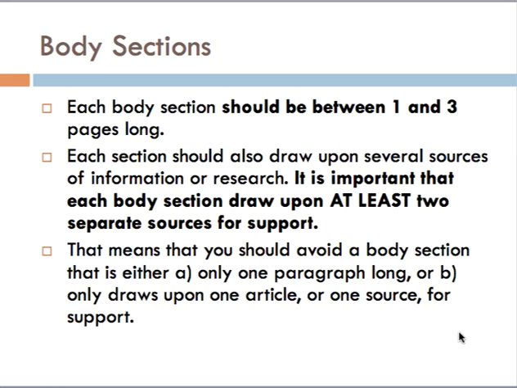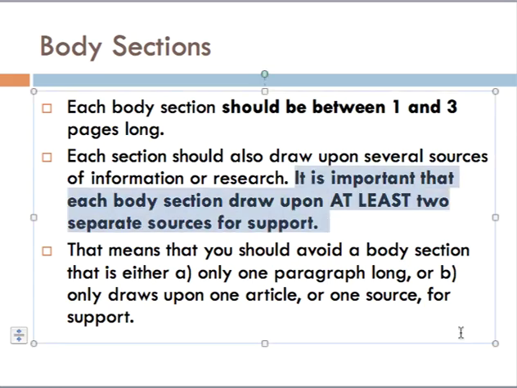And here is a really important requirement. Each body section has to draw on several sources of information or research. So what I'm looking for when I look at these body sections is that you can integrate multiple sources into a single section while still being the driving voice of this whole research essay. But I'm looking for that integration of sources. So each body section has to draw upon at least 2 separate sources for support. And I'll be looking very closely to make sure that you're citing at least 2 sources in each of the body sections.